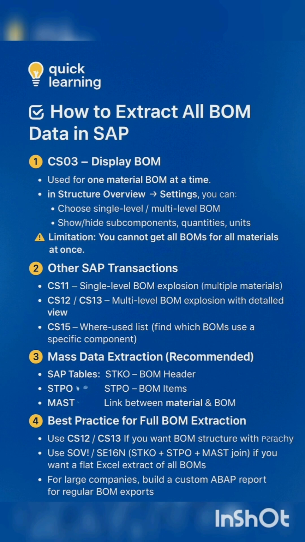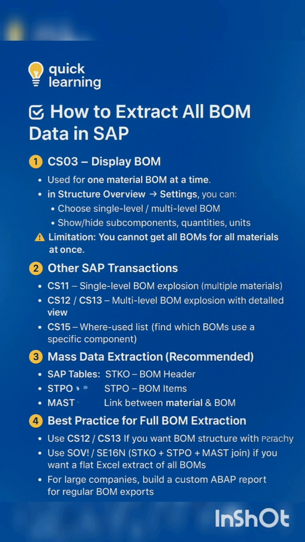Today's question is, how to extract all BOM data in SAP. First method is CS03 to display a BOM. It is used for one material BOM at a time. In structure overview and settings, you can choose single-level or multi-level BOM, and you can show or hide subcomponents, quantities and units. There are some other SAP transactions like CS11, CS12, CS13 and CS15.